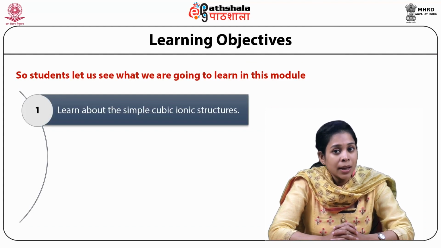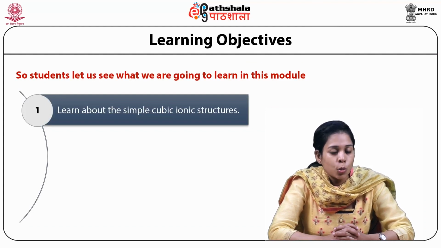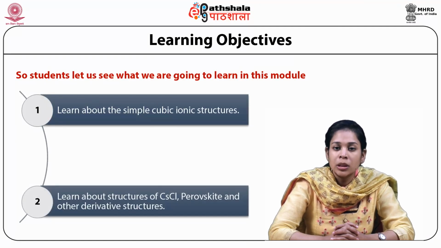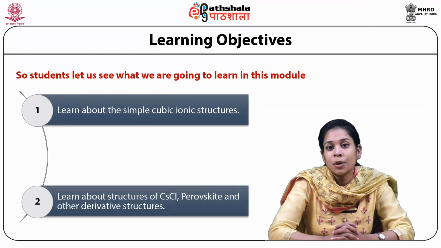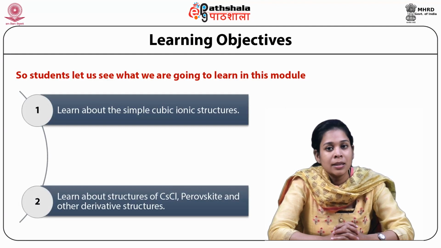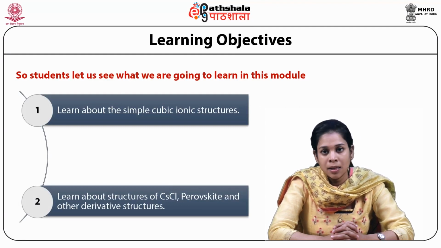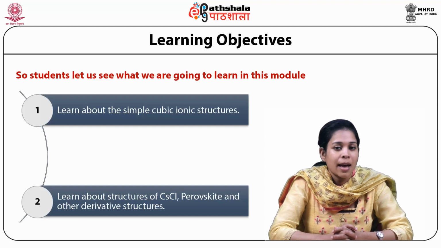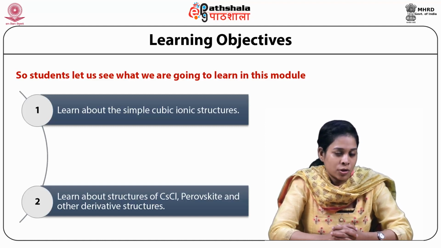So we will be learning about simple cubic ionic structure. Then we will be learning about the structures of cesium chloride, that is CsCl. Next we will be reading about perovskites and other derivative structures.